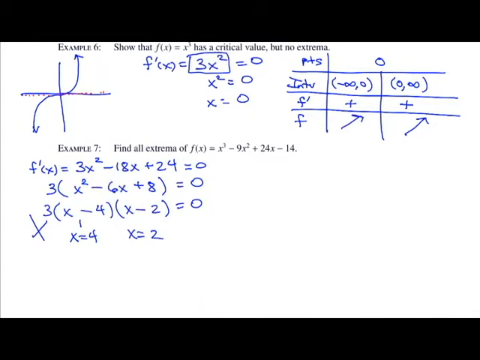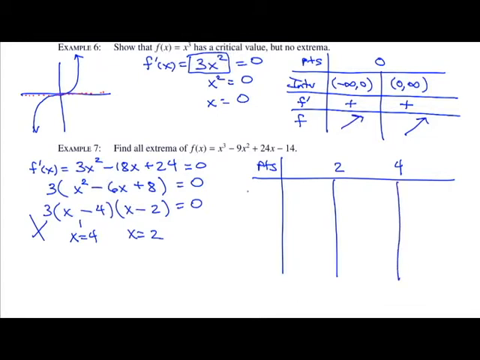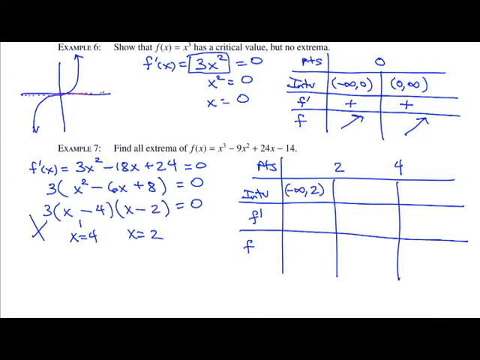So I'm going to draw the box based on these two partition points. Also, they need to be drawn in order, number line order. So 2 comes before 4. So it's going to be negative infinity to 2, 2 to 4, 4 to infinity.